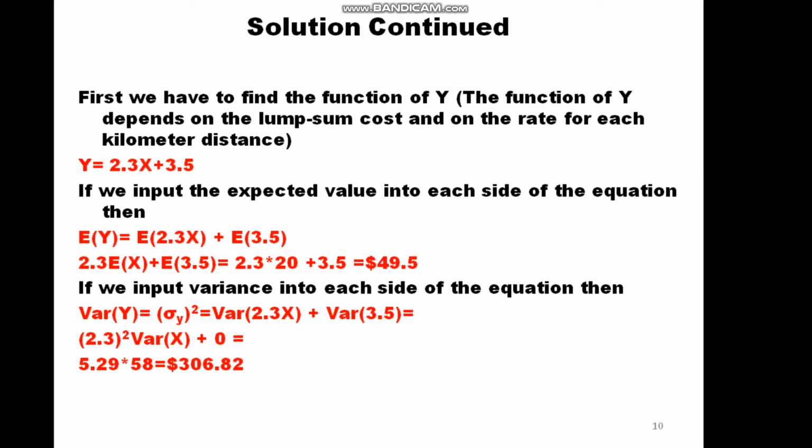But we need to find the standard deviation, which equals the square root of the variance. Then the standard deviation of y, sigma y, equals the square root of 306.82, which equals 17.52. This is the standard deviation of y.